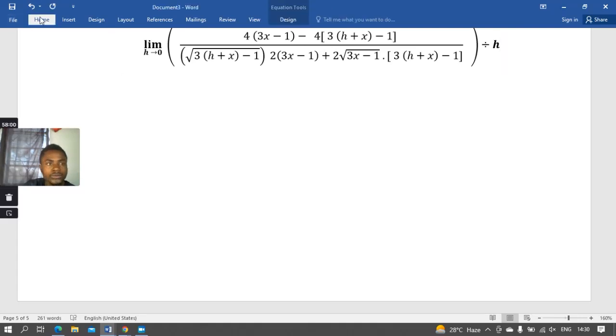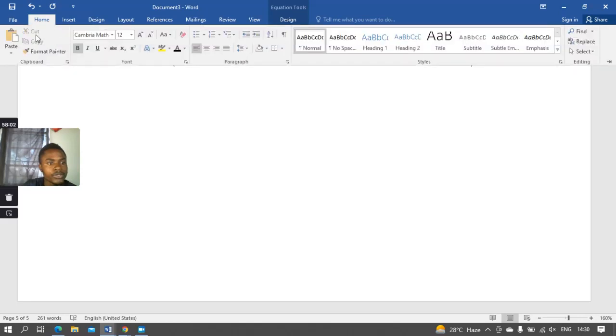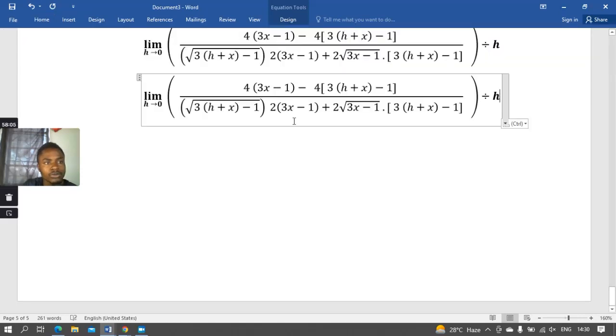Let me just quickly solve. I might be slow because this time around I have to be typing. So when you say four times 3x, it will automatically be 12x, and then 4 times that, it will be 4. So on top there, we are going to have something like 12x minus 4.